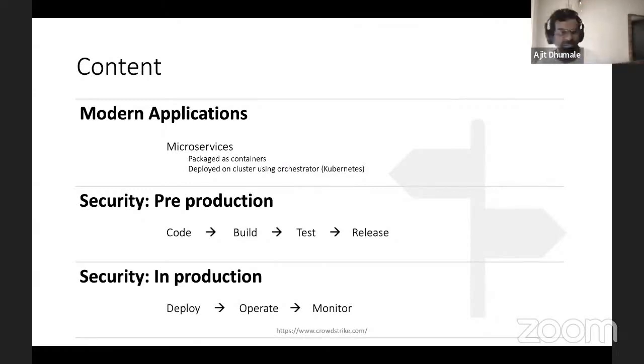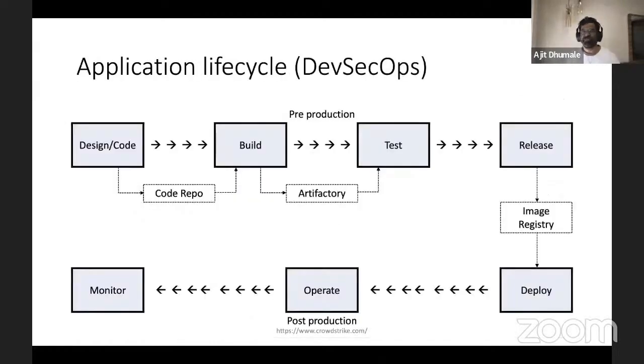Yesterday, Ramesh from CrowdStrike covered the modern application stack in his talk. So modern applications are built as microservices. They are packaged in the form of containers, and they're deployed on clusters, which could be in public cloud, private cloud, or on-prem. And these are orchestrated using orchestrators like Kubernetes. Right? So we are going to cover some of it, just a recap of the talk that Ramesh did yesterday.